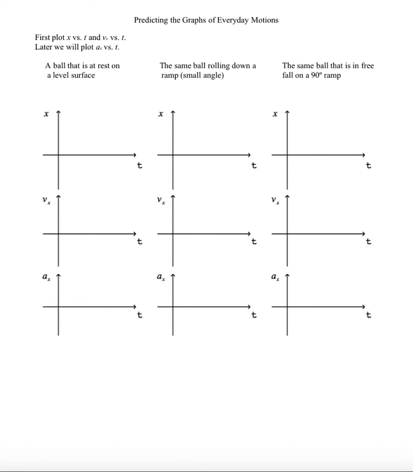Here we'd like to predict what motion maps will look like for several balls that are released from rest. One of them is going to be resting on a level surface. So that's just going to look like this. There's our marble. We're also going to have a small angle ramp for it to roll down. And finally, we want a ramp that is so steep that it's actually a 90-degree ramp.